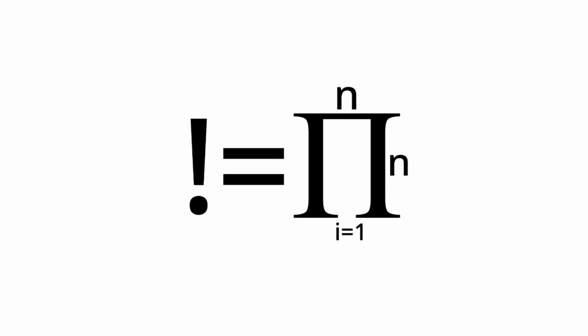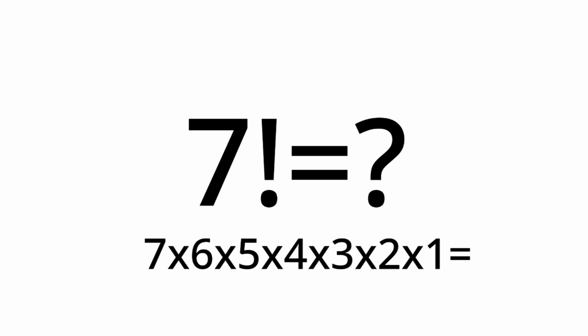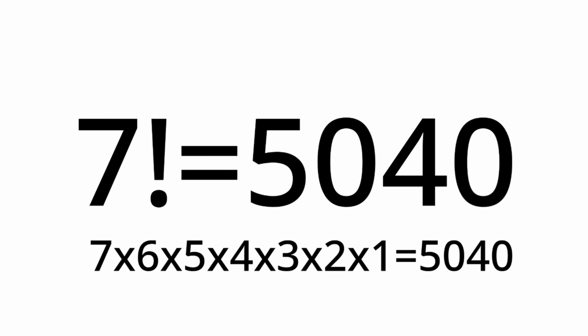The primorial operation is actually quite similar to the factorial operation, which is the product of all numbers below n, but primorial only multiplies that number by all prime numbers below n. So for example, 7 primorial, which is 7 times 5 times 3 times 2. So 7 times 5 is 35, 35 times 3 is 105, and then 105 times 2 is just 210. Opposed to 7 factorial, which is 7 times 5 times 4 times 3 times 2 times 1, which is equal to 5040.